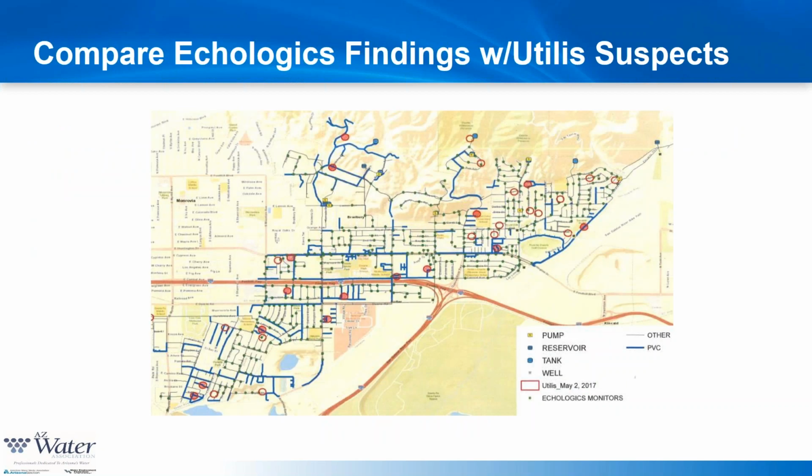This is a typical correlation map we get of the Duarte system. You can see the green nodes are the Ecologic sensors, and the red circles are points of interest for the Utilis one, with the shaded ones being the higher frequency. So then we can go and compare and see how it matches to the Utilis or to the Ecologic system and vice versa.